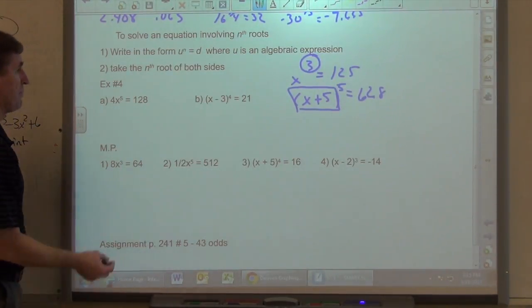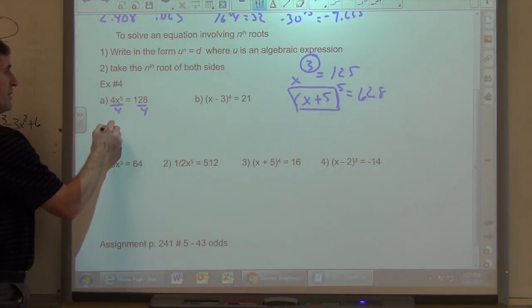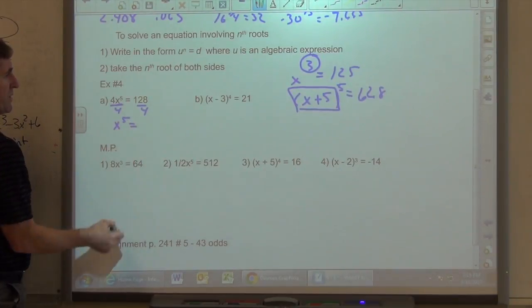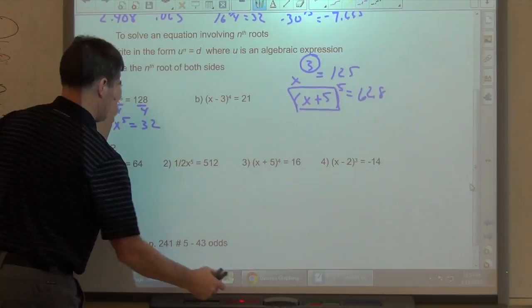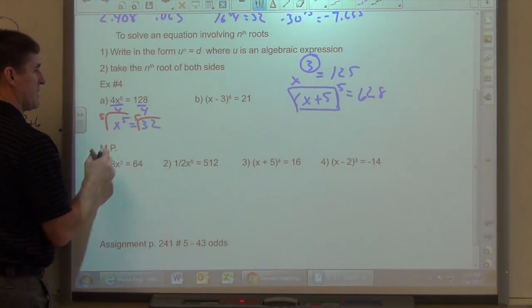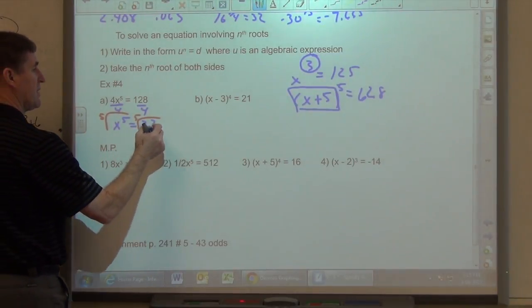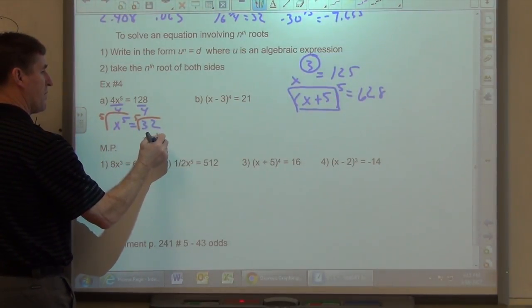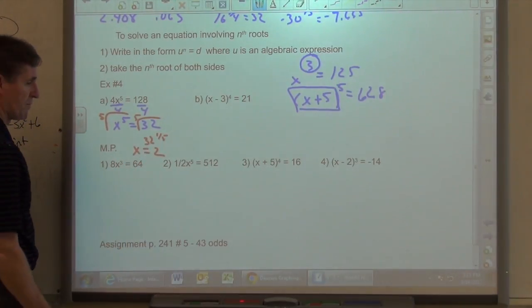So an example would be on this. We have to get this x to the 5th by itself, so we divide by 4. So we get x to the 5th equals 32, and then we take the 5th root of both sides. Now, again, you can do it this way, or you could have done it 32 to the 1/5 power. Doesn't make any difference, but in either case, x would equal 2.